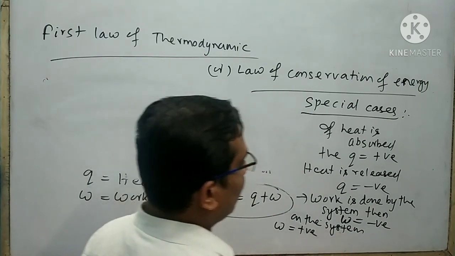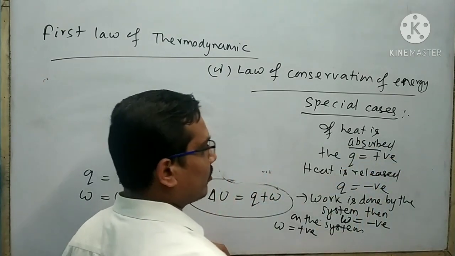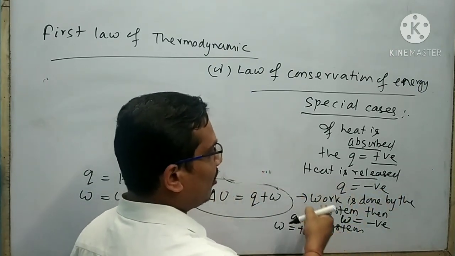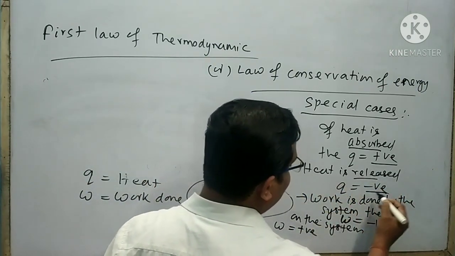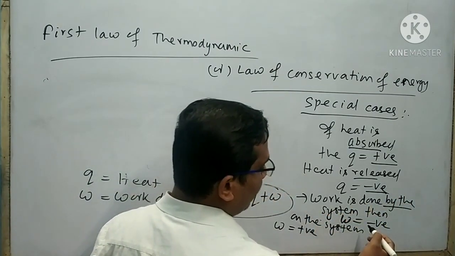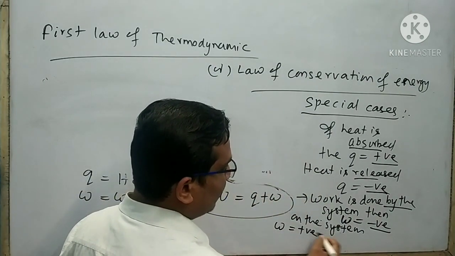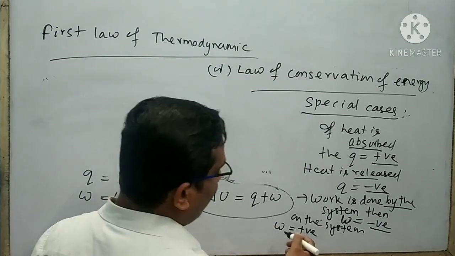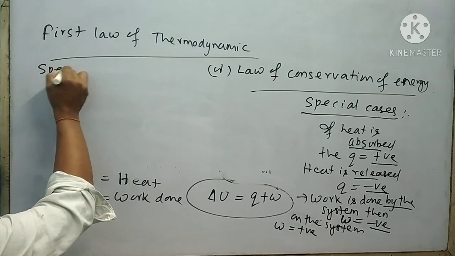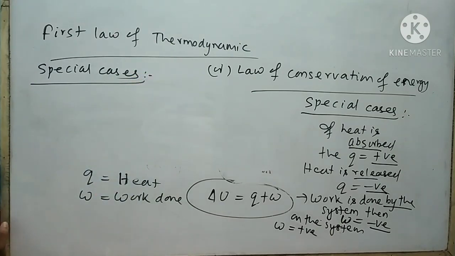Remember the important points. If heat is absorbed, then Q will be written with a positive sign. If heat is released, then the value of Q will be written with a negative sign. If work is done by the system, then the value of W will be written with a negative sign. If work is done on the system, then the value of W will be written with a positive sign. Now I want to explain the special cases of the first law of thermodynamics.